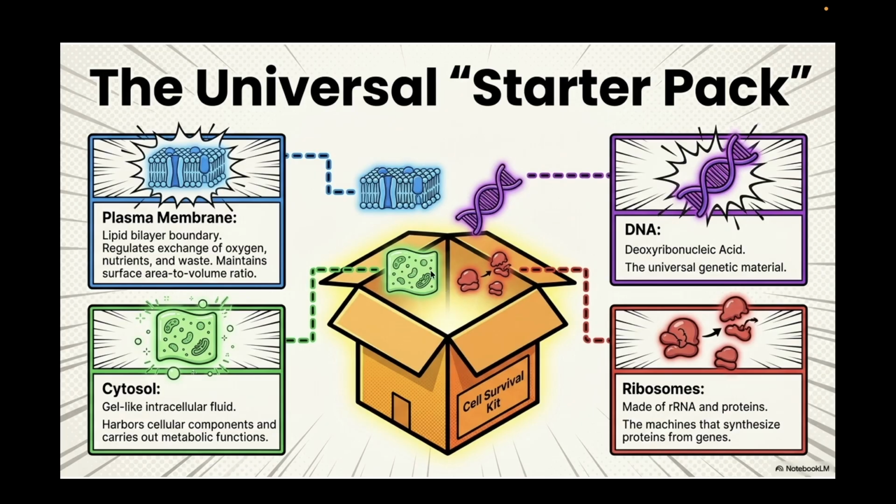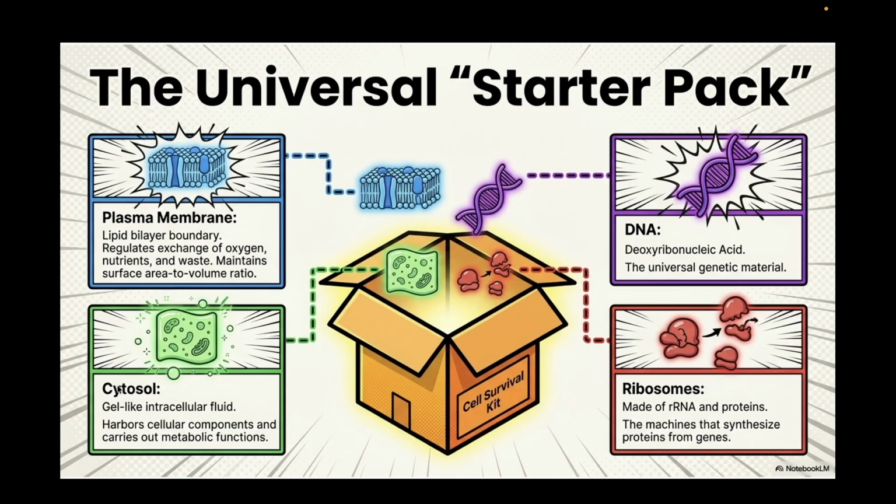These cells have some things in common. One of them is the plasma membrane, which is the outer boundary of the cell, made up of lipid. This regulates exchange of oxygen, nutrients and waste. It also maintains the surface to volume ratio.